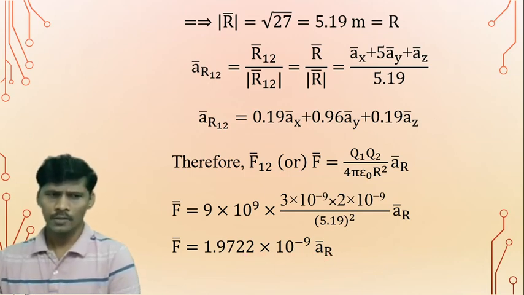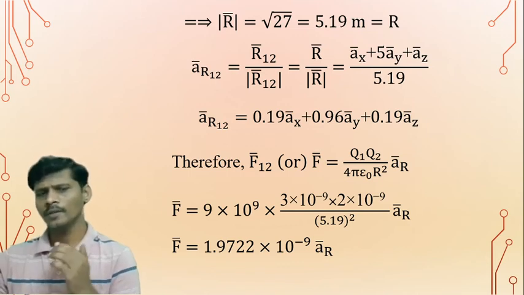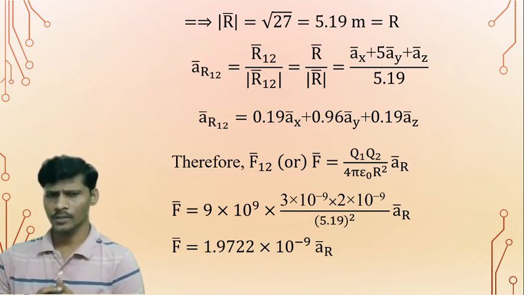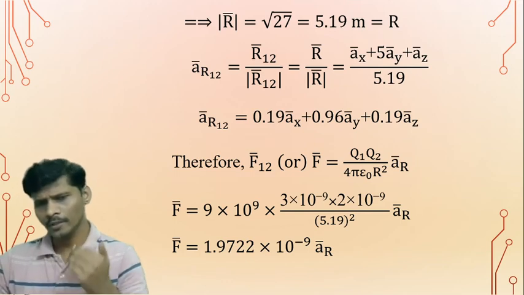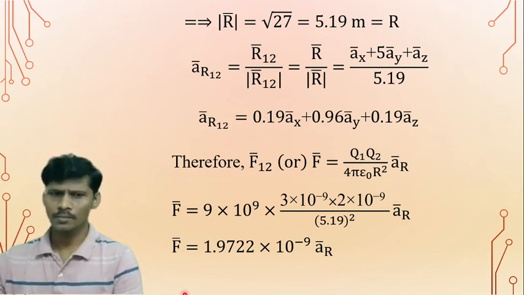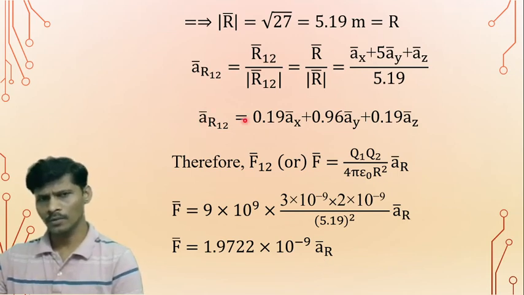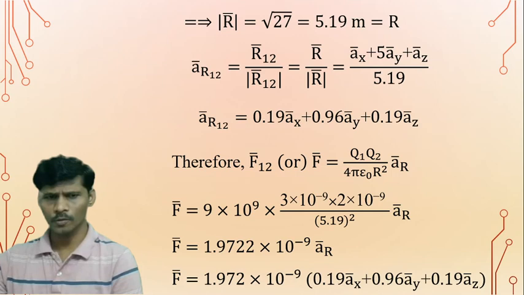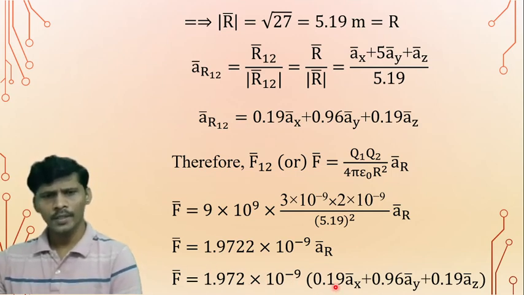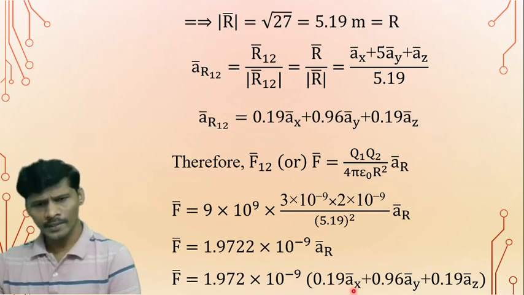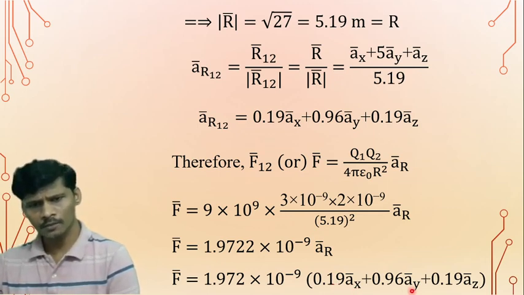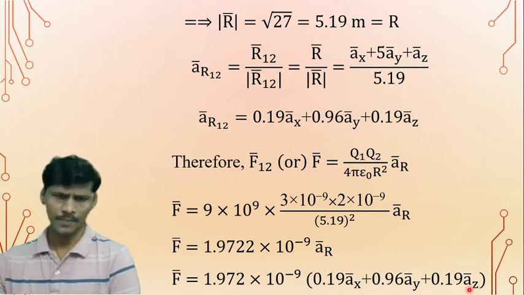From the given data, represent F bar in terms of rectangular coordinate system, so in terms of ax bar, ay bar and az bar. Because of that, in this expression, substitute ar bar value. What is ar bar value? This is the ar bar value. Substitute ar bar or ar12 bar value here. We get the force F bar is equal to 1.972 into 10 to the power of minus 9 into ar bar value, 0.19 ax bar plus 0.96 ay bar plus 0.19 az bar.